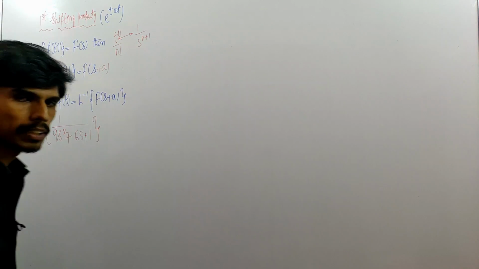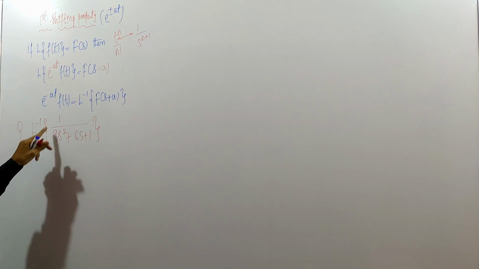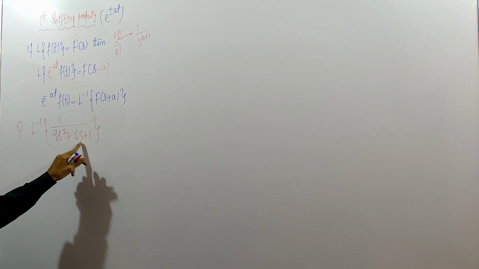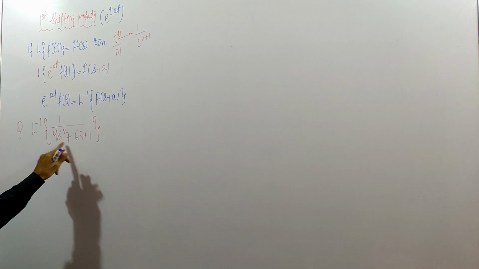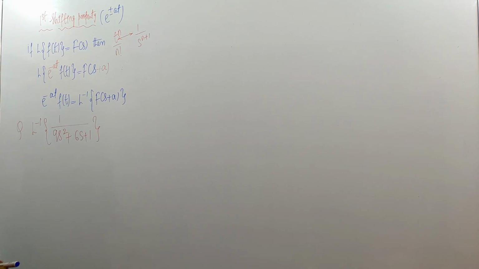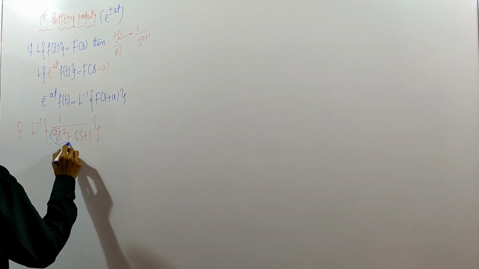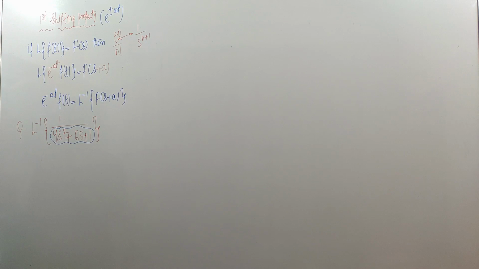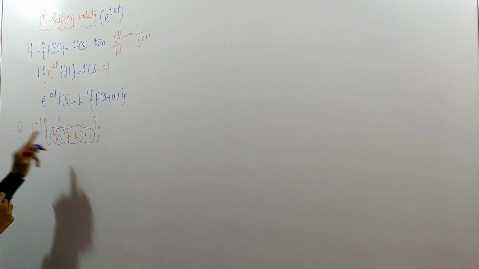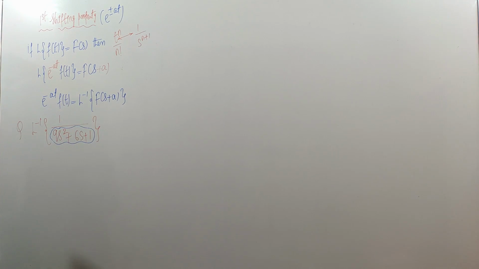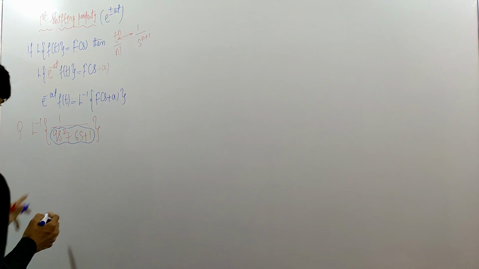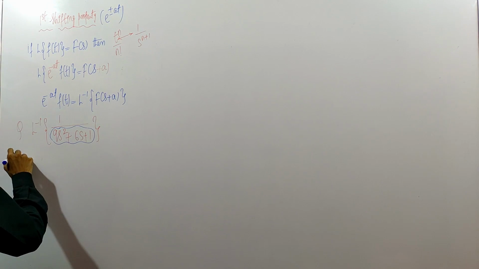Let us solve one more question. We have L inverse of 1 by 9s square plus 6s plus 1. We have a quadratic equation in the denominator with the coefficient of s square as 9. But we do not want 9 to be the coefficient of s square, we want 1 as the coefficient of s square. First of all, consider this denominator.